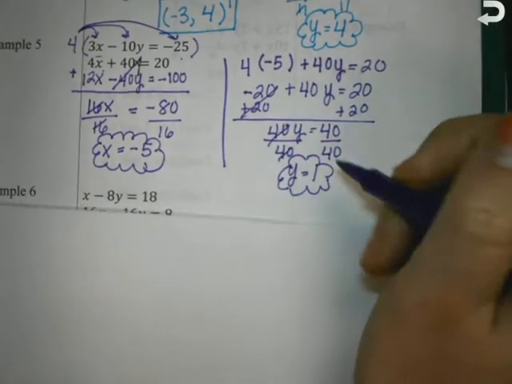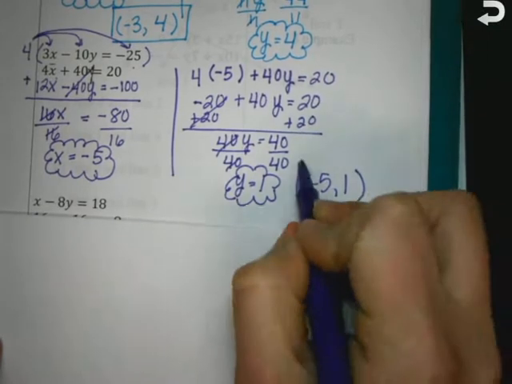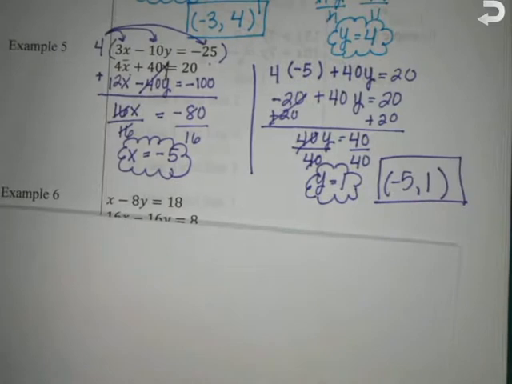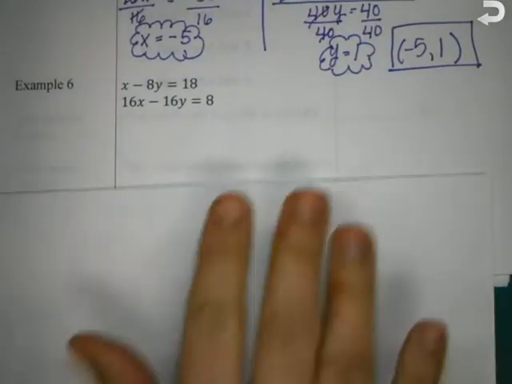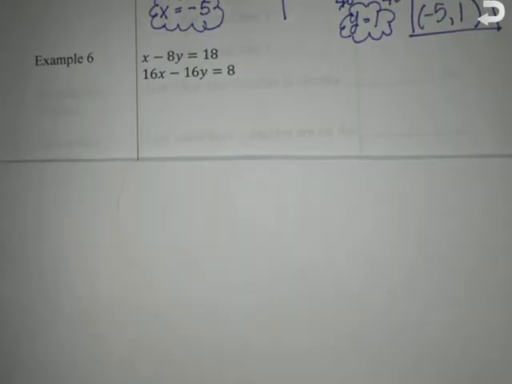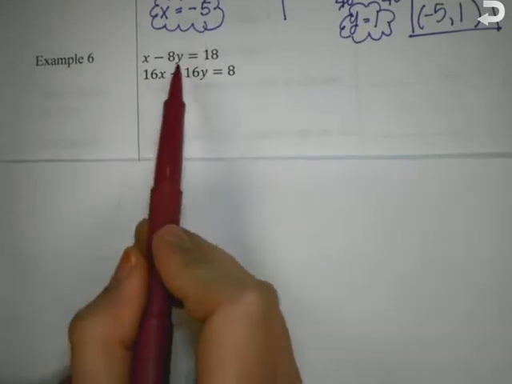Okay, guys, what does it look like we want to eliminate in example 6? X's or Y's? Positive x and positive 16x, negative 8y, and negative 16y. So which one do you guys want to do? It really doesn't matter. How many vote for x's? How many vote for y's? Okay, it looks like y's have it.